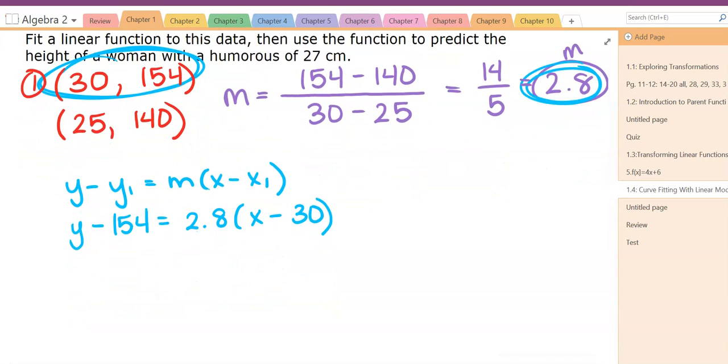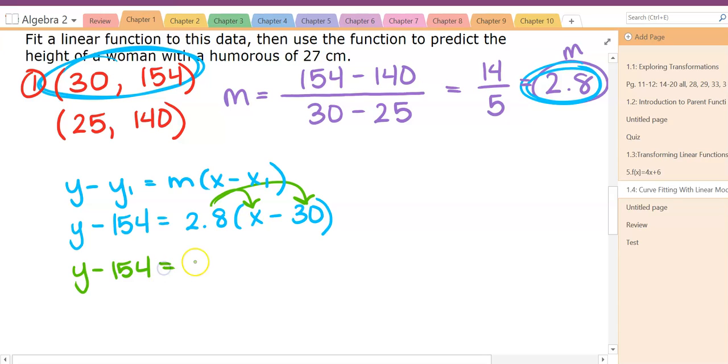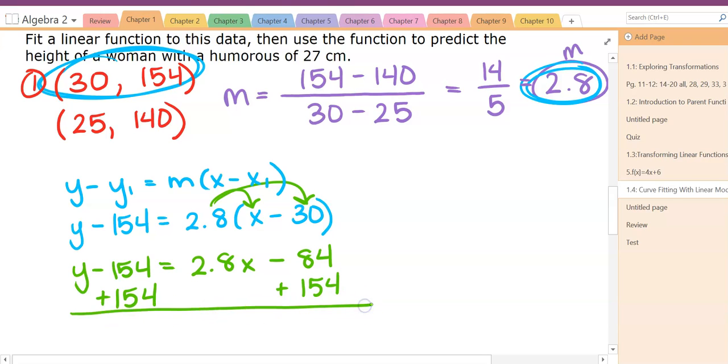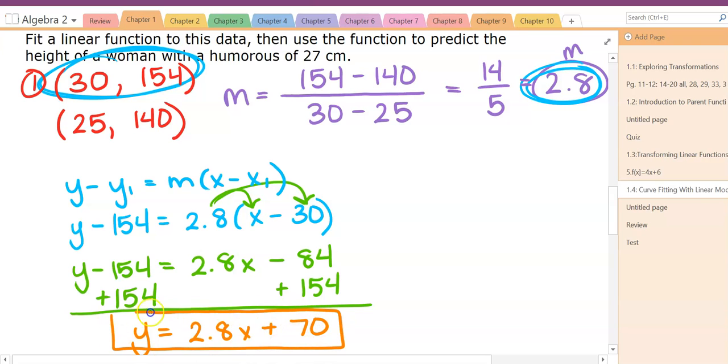First thing we need to do is distribute. Take 2.8 times x, 2.8 times the negative 30. So I have y minus 154 equals 2.8x. What's 2.8 times negative 30? Good, so we've got minus 84. What's the last thing we should do here to get y all by itself? Good, add 154 to the negative 84. So you're going to have 2.8x plus 70. That's our equation.